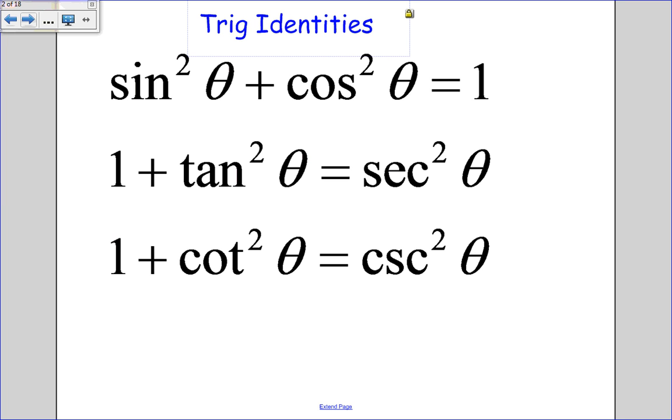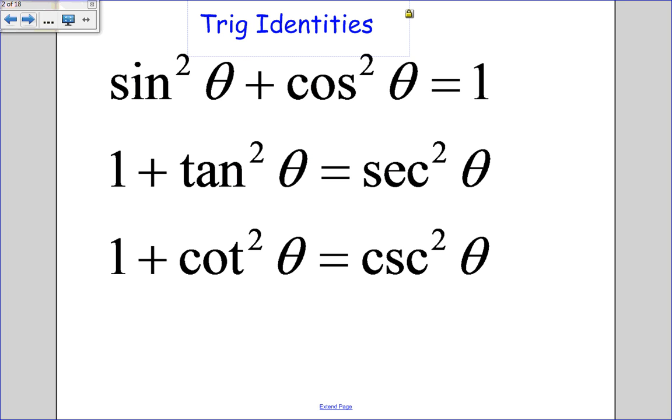Sine squared plus cosine squared is equal to 1. It is the most important trig identity that you will ever use. The next one is 1 plus tangent squared is equal to secant squared. It's the same concept as the Pythagorean theorem using the 3, 4, 5 triangles together. Pythagorean identities and trig identities are the same concept. And the third is 1 plus the cotangent squared of theta is equal to the cosecant squared of theta.